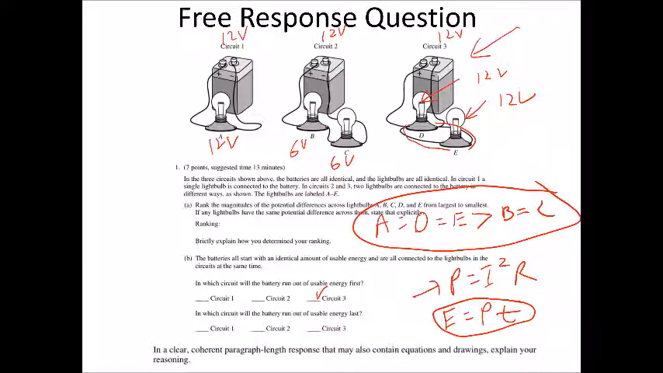Well, the answer to that question is that the one that's going to run out of energy last is going to be circuit 2. For the same reason we talked about with the one that runs out first. Circuit 2 is a series circuit. It's going to have more resistance than any of the other two circuits. Because it has more resistance, it's going to have less current. Because there's less current, it's going to dissipate less power. And because it dissipates less power, it's going to run out of energy more slowly. So again, our answer here, circuit 2.